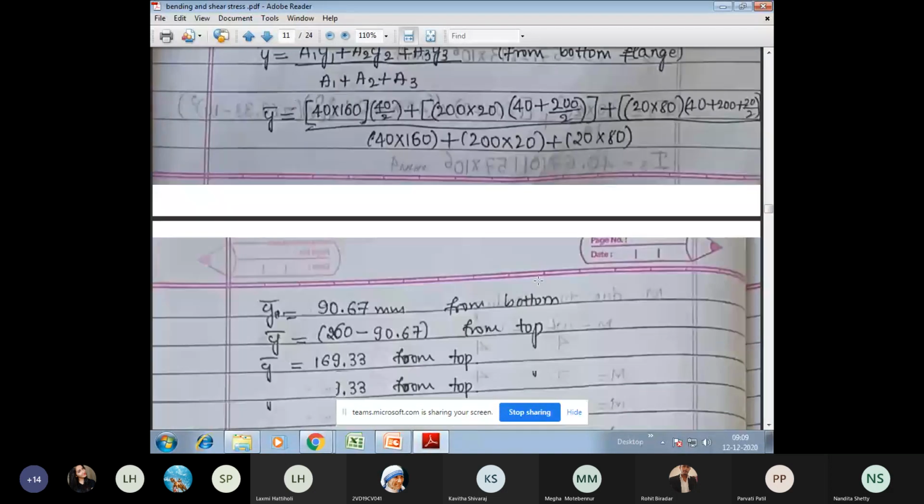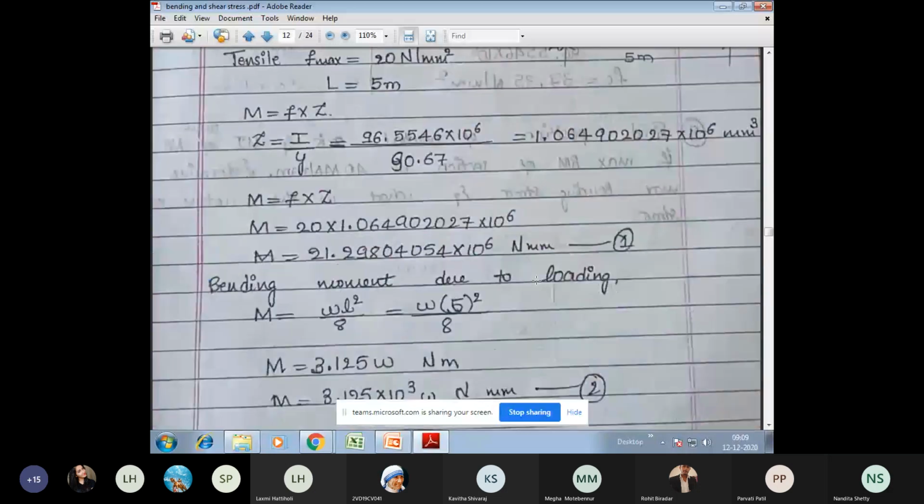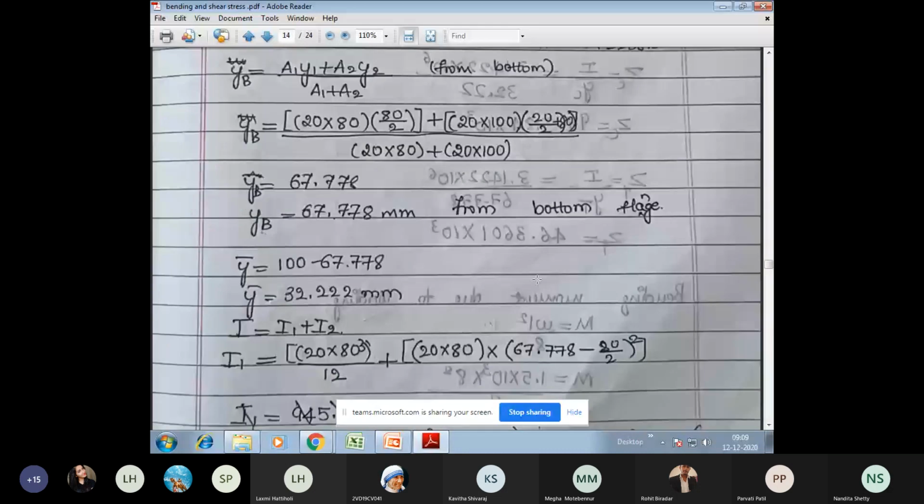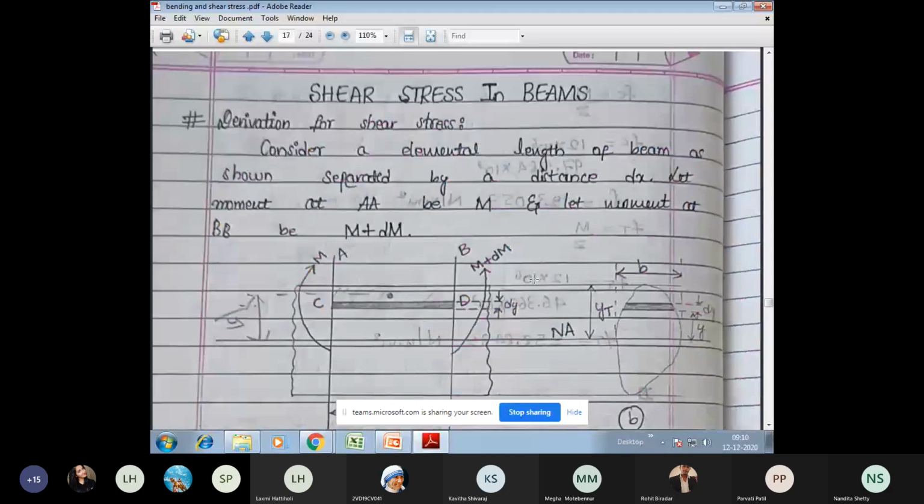Okay, so let's continue with the next part. We have completed T section, and symmetrical and unsymmetrical I sections, right? In today's session, we shall continue with the next concept, that is shear stresses in beams. Till now we have concentrated on bending stress in beams. Now we shall concentrate on the shear stress in beams.